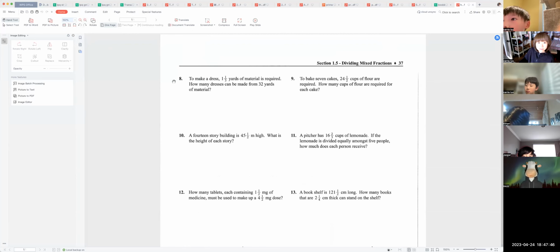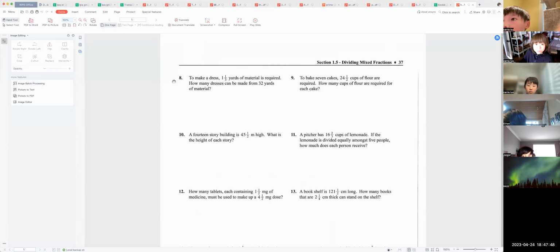Okay, so let's take a look at number 8. To make a dress, 1 and 1/3 yards of material are required. How many dresses can be made from 32 yards of material?